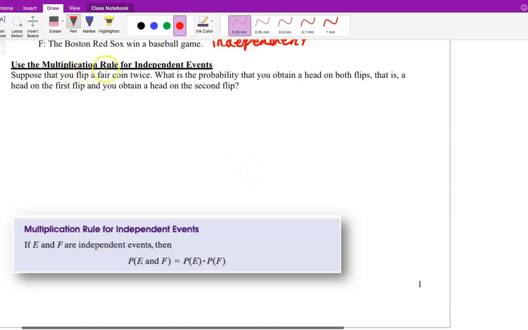Next one, use the multiplication rule for independent events. Suppose that you flip a fair coin twice. What is the probability that you obtain a head on both flips? That is, a head on the first, and you obtain a head on the second.